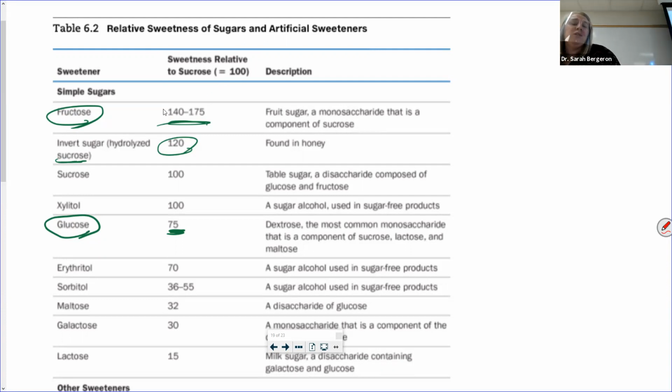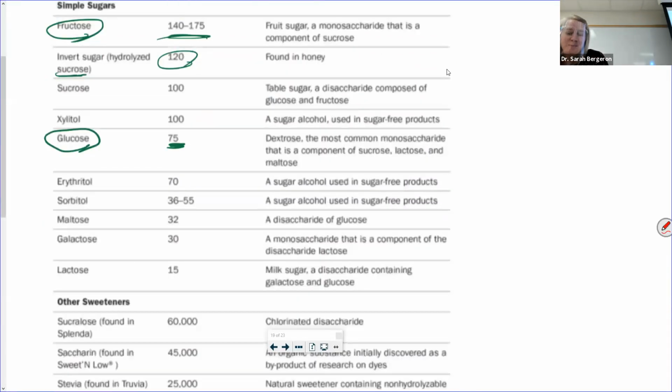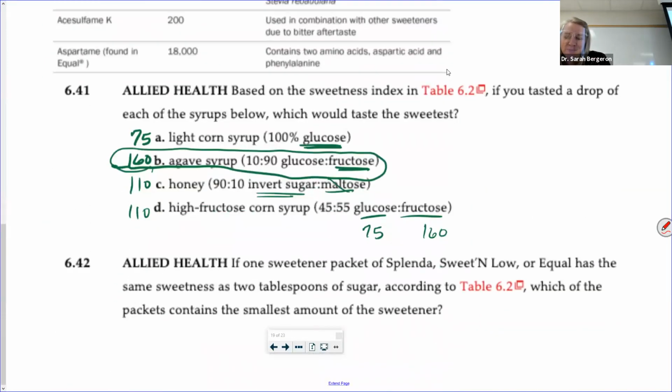Okay, so look at fructose. Look at the amount of sweetness fructose has. 50% more to 75% more. That's a lot. So guess what manufacturers can do? They can use less substrate, less product, and make their candy bar taste just as sweet. So it's a cost thing. It's a money thing, like everything else in this world, right?